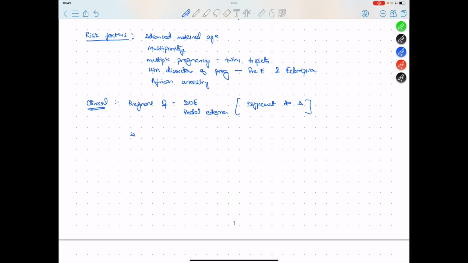The patient might also present with signs and symptoms of heart failure, which can range from mild to sudden cardiac death. As you know, pregnancy is also a hypercoagulable state, so thromboembolic event risk is also increased. That is, the patient might present with DVT or pulmonary embolism. So how do you diagnose it?